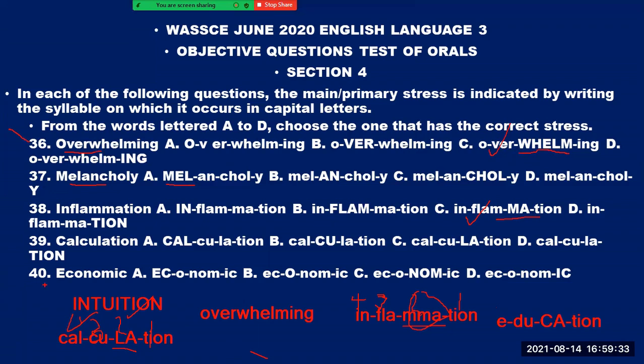Then question number 40, economic. All right, so now this word also ends with the suffix IC, and the same rule applies. So when we look at this, what do we find?